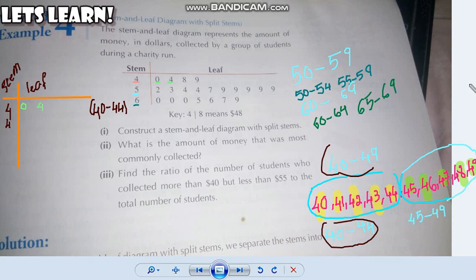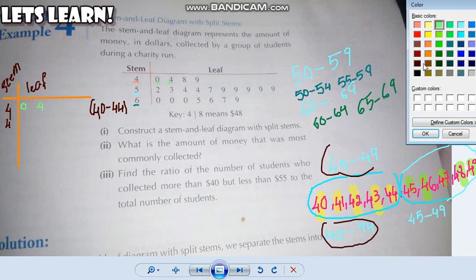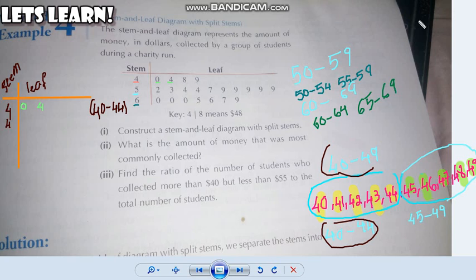For the second range, here my second range is 45 to 49. So if I see now, this 8 will come in this range, so I'll write the number 8 here. 9 will also come in this range, so I'll write my number 9 here. This is the way I'm going to split this single stem into two stems.